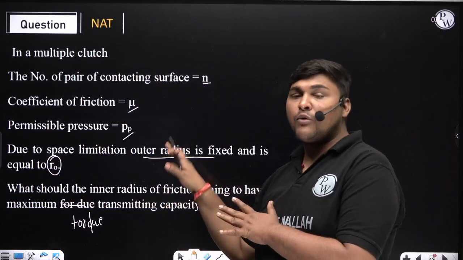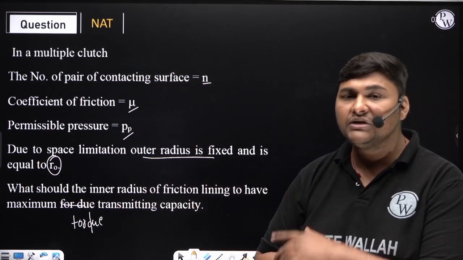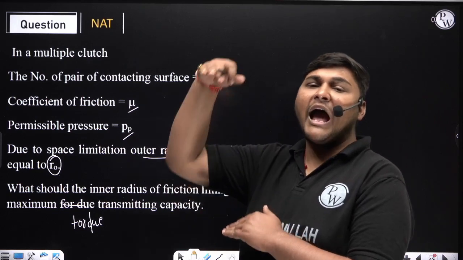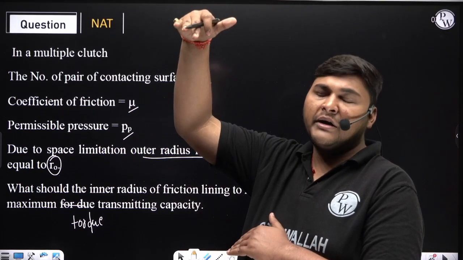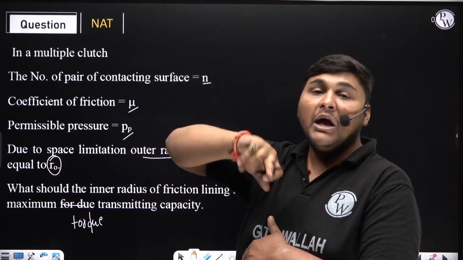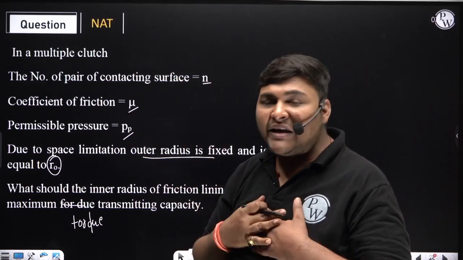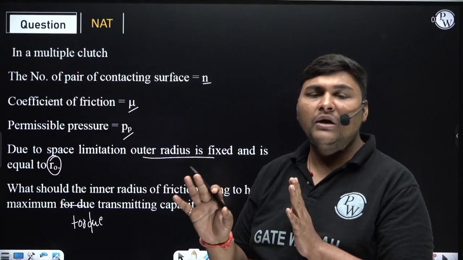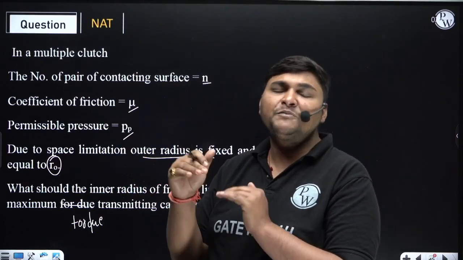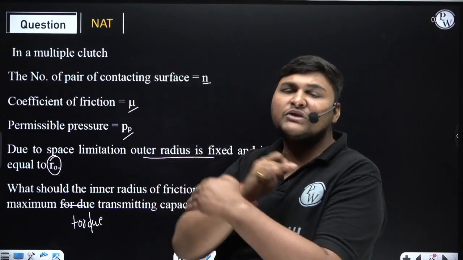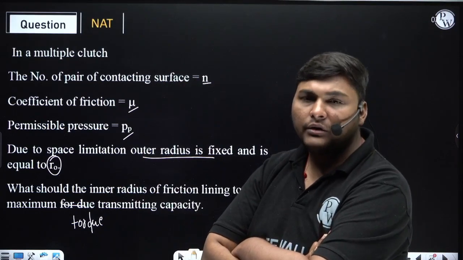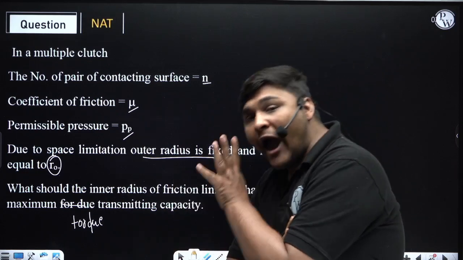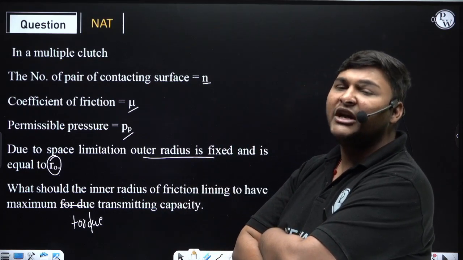The result which comes from this derivation, you can remember, because it is important. Whether it is a single plate clutch or a multi plate clutch, due to space limitation R naught is fixed, because it is not in our hand. But for any fixed value of R naught, we can take the value of RI by our will. It should be lesser than R naught. Space is limited for the outer radius, but for the inner radius there is no limitation. We can take RI less than R naught. Now, what value of RI we need to take in terms of R naught to have maximum torque transmitting capacity, that we have to calculate.